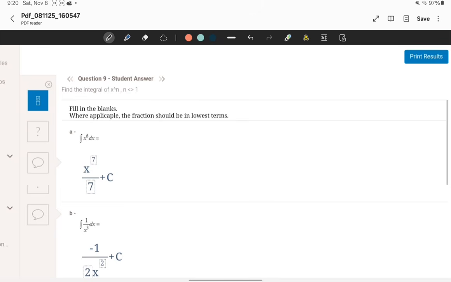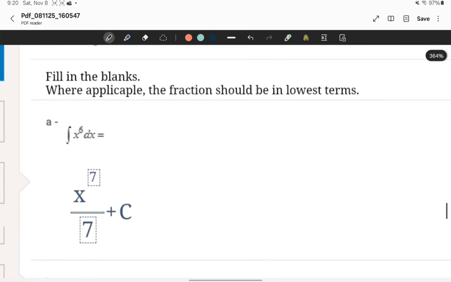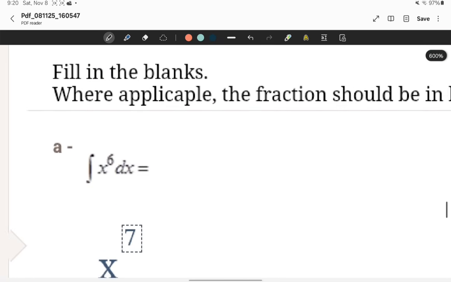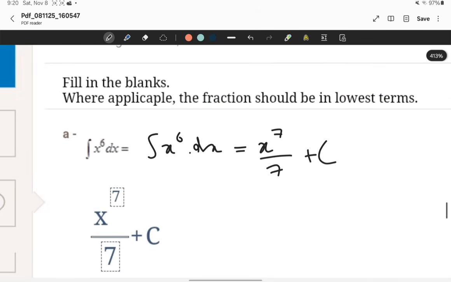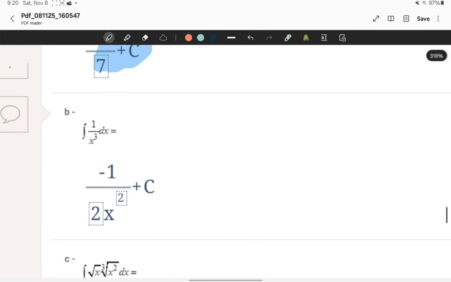This here, number 9, is more simple integration. So the integration of x to the power of 6 dx is just going to be x to the power of 7 divided by 7 plus c. That's simple, easy. Part B, also it's easy.